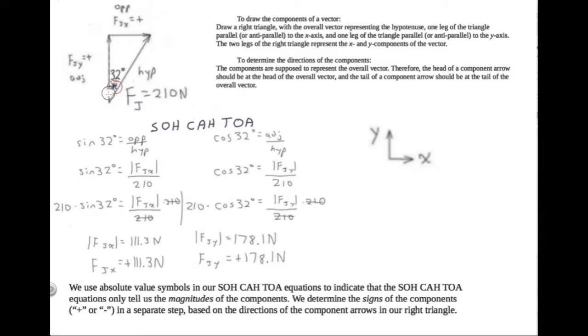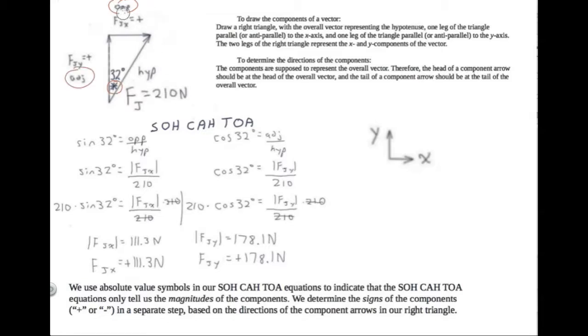Use an asterisk to label the angle that you're focusing on in the right triangle. We're choosing to focus on this 32-degree angle that we have been given, rather than this angle. So here's where I put the asterisk. This side is labeled as the hypotenuse because it's across from the right angle. This leg is labeled as adjacent because it's adjacent to the 32-degree angle that we're focusing on. And this leg is labeled as opposite because it is opposite to the 32-degree angle that we're focusing on.